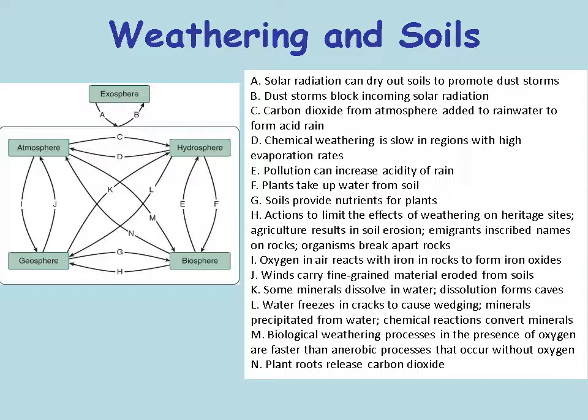Okay, and the last two, M and N, the biosphere to the atmosphere. Biological weathering processes in the presence of oxygen are faster than anaerobic processes that occur without oxygen. In other words, oxygen has a big impact on weathering processes, and the atmosphere is where we get oxygen. Anaerobic just means no oxygen, or processes without oxygen. And then finally, N, plant roots release carbon dioxide. So the biosphere, plants, are putting carbon dioxide in the atmosphere.